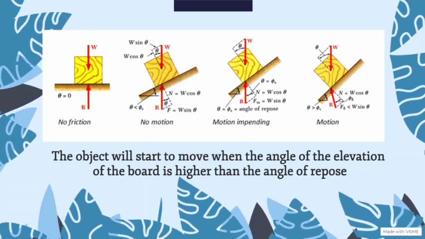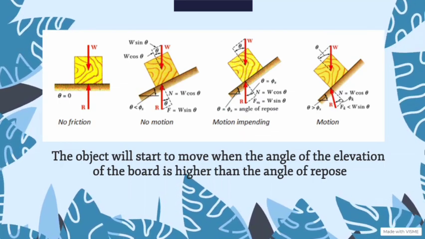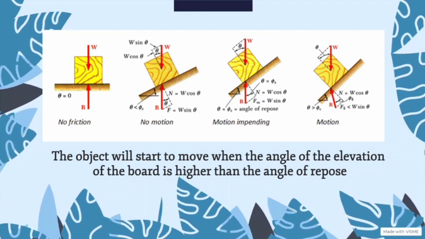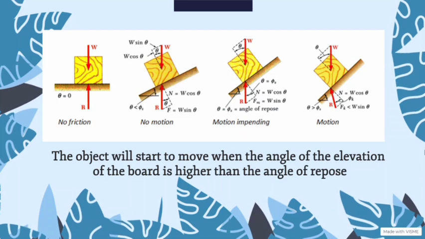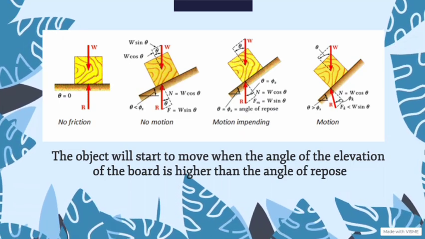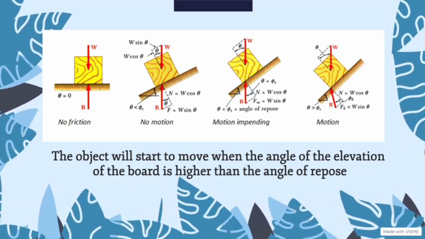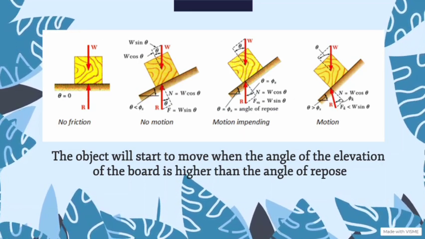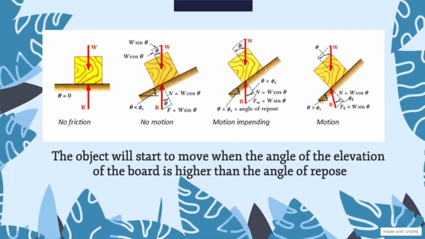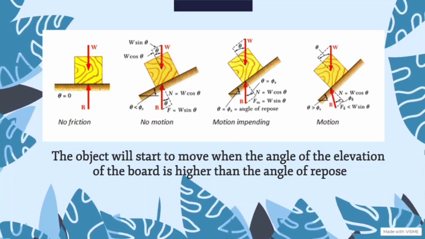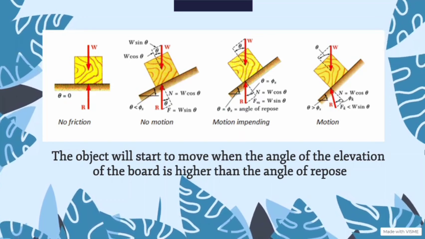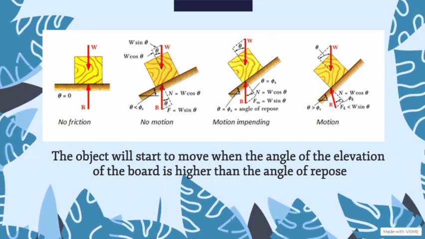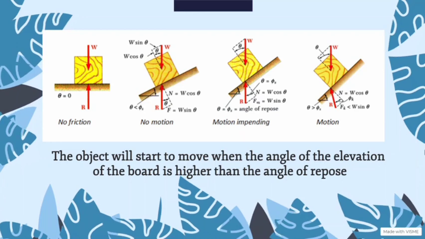So how does this actually happen? We need to see what forces act on the object. As you can see from this picture, the resultant force can be resolved into a vertical force and a horizontal force. The parallel component is W sin θ and the perpendicular component is W cos θ, or N.